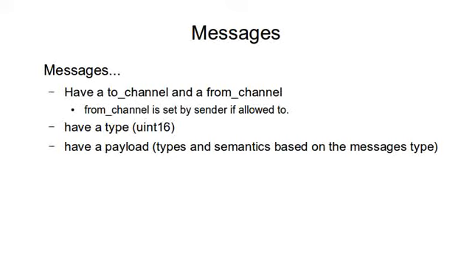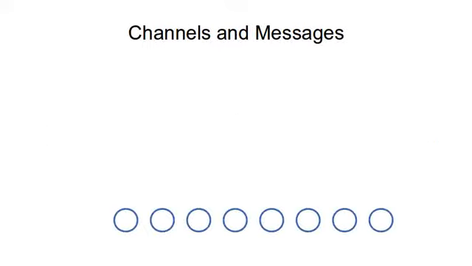A message type is simply a 16-bit number referring to one of the message types defined in the Astron protocol. Currently there are just above 100 of those. The payload is the actual data that is exchanged. Its types and meanings are defined by the message type. Let me summarize this in a pretty picture.